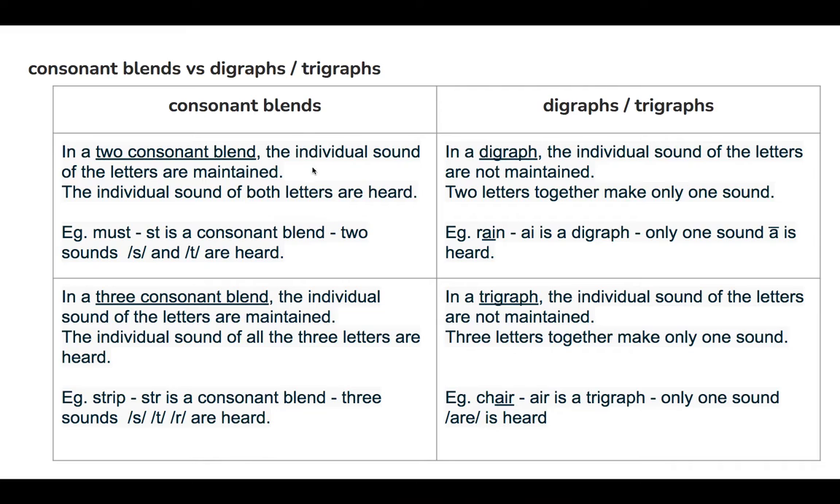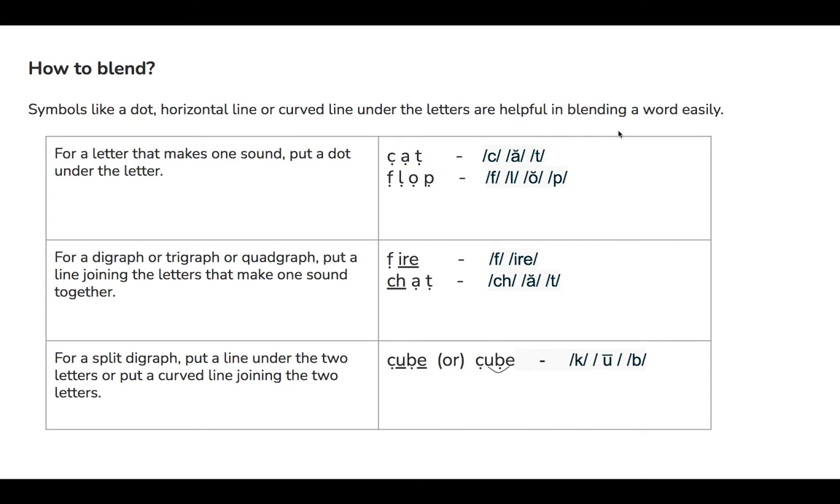So the main difference between a blend and a digraph or trigraph is that the individual sounds are maintained in a blend, whereas here they are not maintained. Now let us see how to blend a word. Symbols like a dot, horizontal line or curved line under the letters are helpful in blending a word more easily.